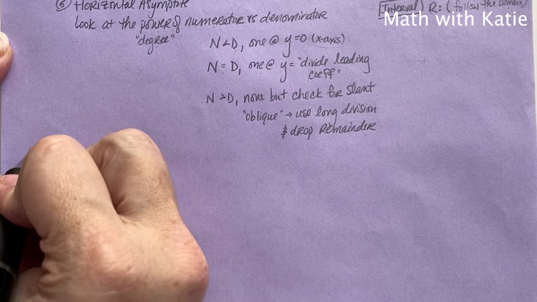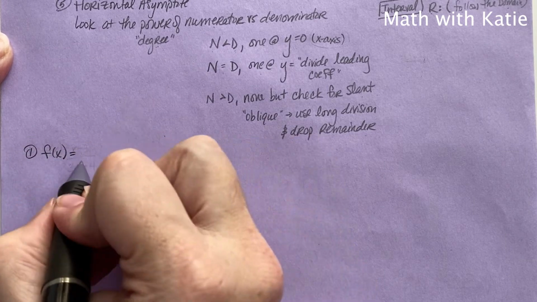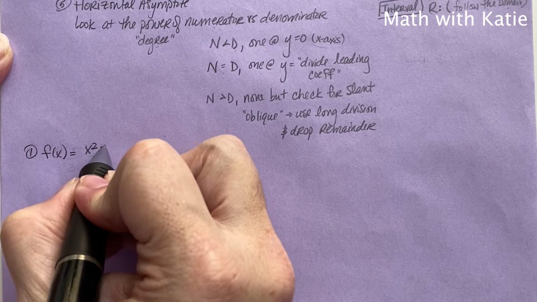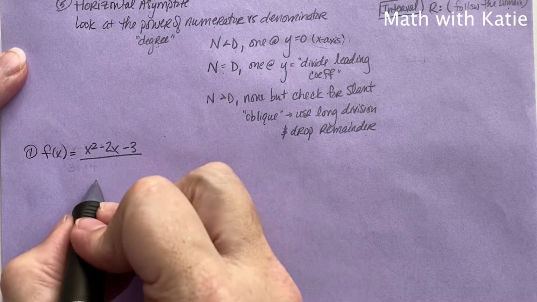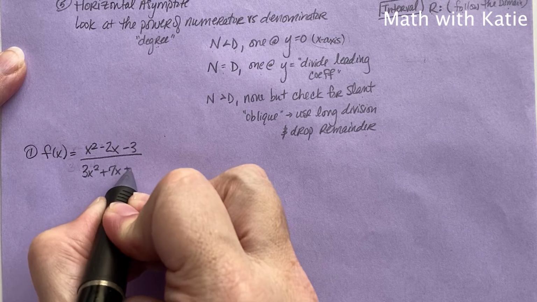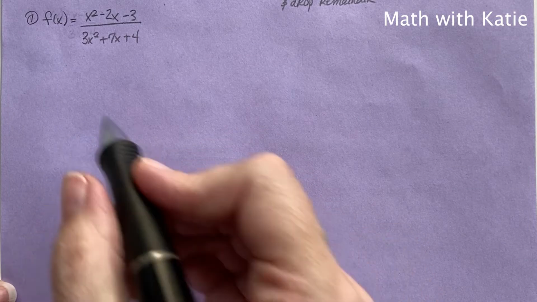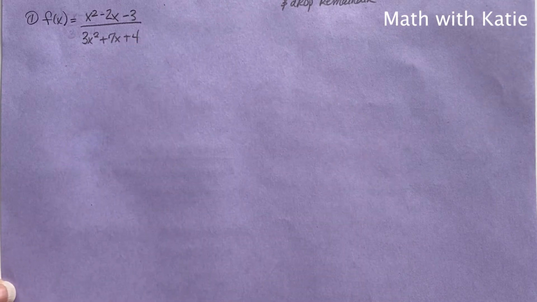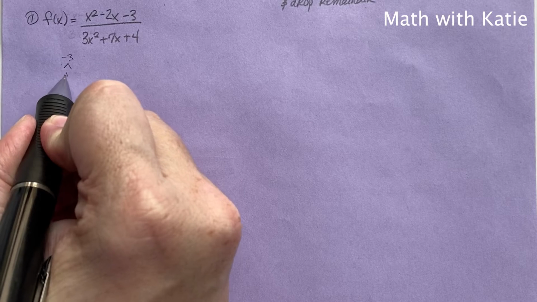All right, so first example, f of x equals x squared minus 2x minus 3 over 3x squared plus 7x plus 4. Sorry, I needed a little bit more room. All right, so the first thing we're gonna do, again, number 1, you have to factor. All right, so what are factors of -3 that add to -2?